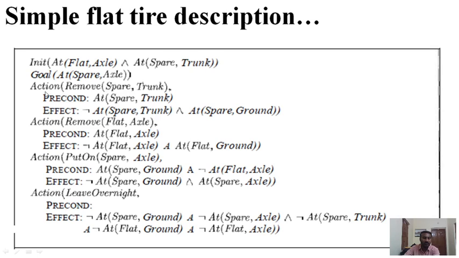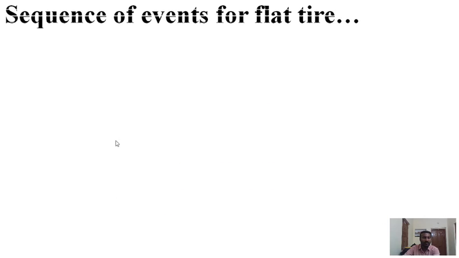Then what are the actions we want to perform? Already we discussed four different actions. These are those four actions. First, remove spare from the trunk, then remove flat from the axle, then put on spare on the axle, and the last one is leave overnight. These four actions are performed here. For those, the preconditions and effects are given here. The actions we have taken will be explained here. That's all. Then the sequence of events for flat tires.